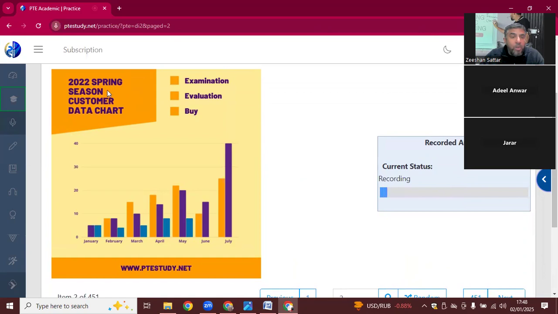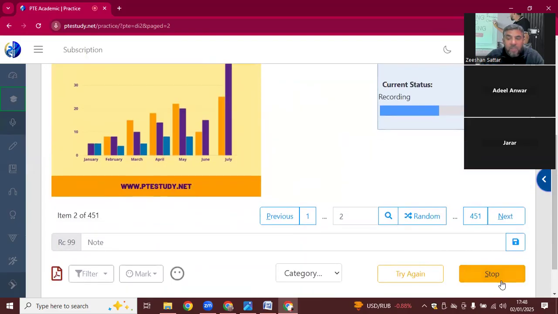The picture is about 2022 spring season customer data. The picture is about examination, evaluation, buy. The picture is about the y-axis 0, 10, 20, 30, 40. The picture is about January, February, March, April, May, June, July. The picture is about the bars, purple, orange, yellow, blue. The picture is about www.ptestudy.net. Overall, the picture is very informative.